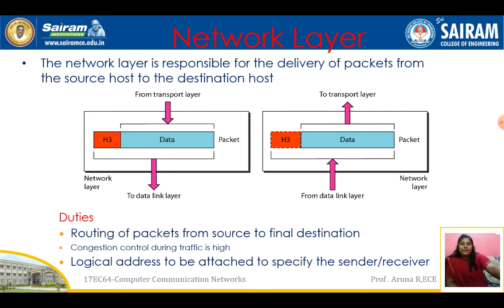The duties are routing of the packets from source to the final destination, that is, it should keep track of how to reach the information from the source to the destination. Congestion control when traffic is high: if many packets are being transferred, it should control the congestion. A logical address is attached to specify the sender and the receiver. Next we will see about addresses. What is this logical address? What are the other addresses?